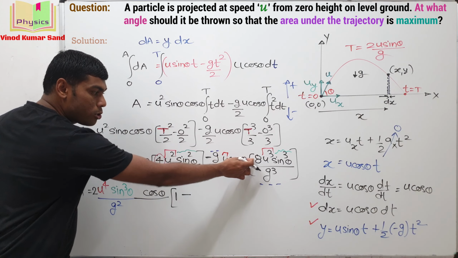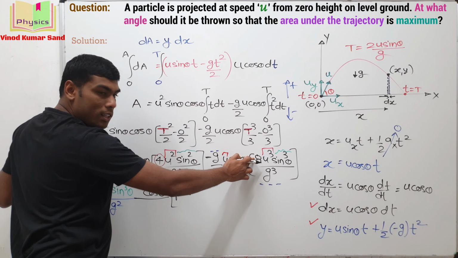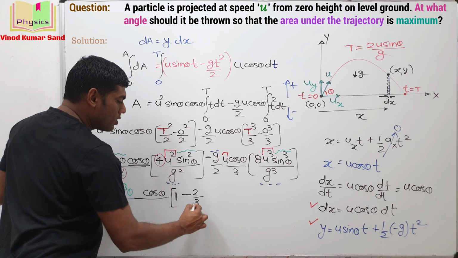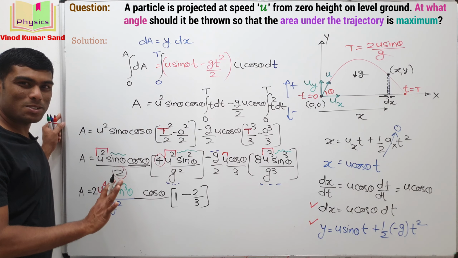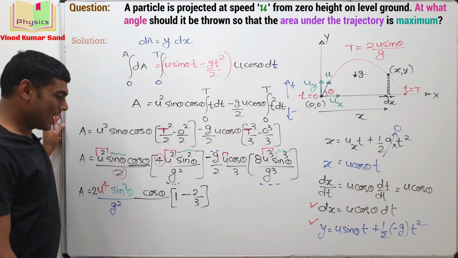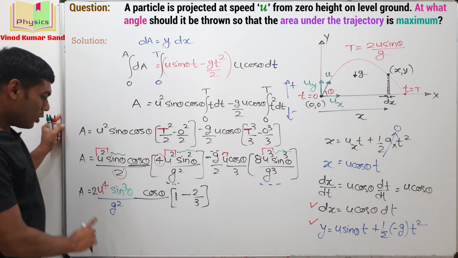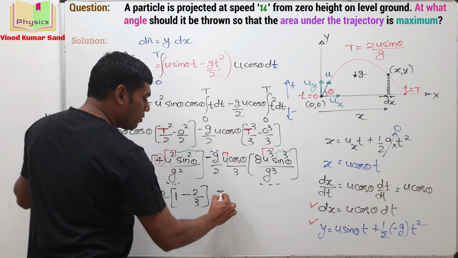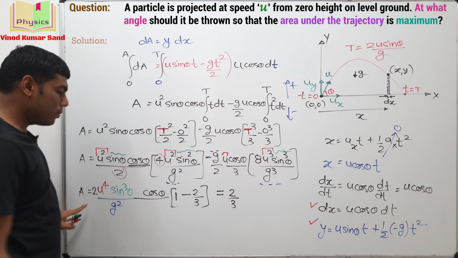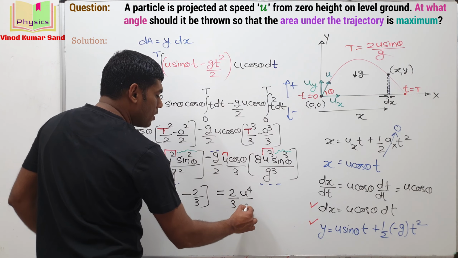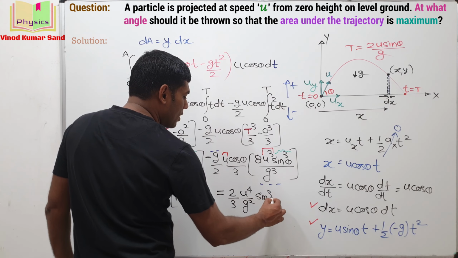The 2 is also taken common here. So here in the numerator, what we are left with, the final expression here is 2 by 3. Check it once yourself. I think it's pretty simple maths. Okay. 1 minus 2 by 3 is what? 1 by 3. So I can write the final expression of the area here. It comes out to be 2 by 3 u to power 4 g square sine cube theta cos theta.